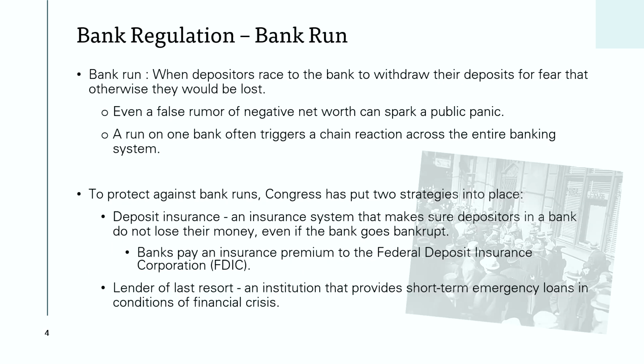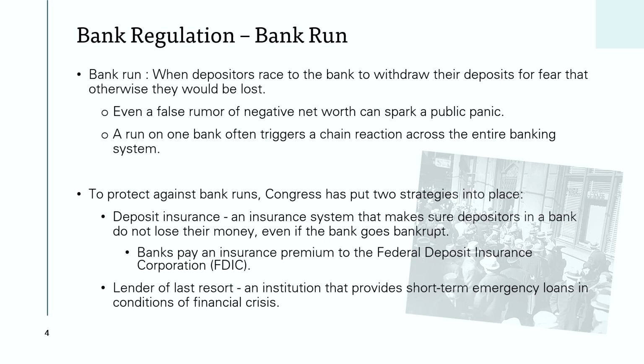A bank run occurs when many depositors rush to withdraw their money at the same time because they fear the bank may fail. Even a false rumor that a bank is insolvent can trigger panic. Since banks only keep a fraction of deposits on hand, a run at one bank can quickly spread to others and create a system-wide crisis. To prevent this, Congress implemented two major protections.